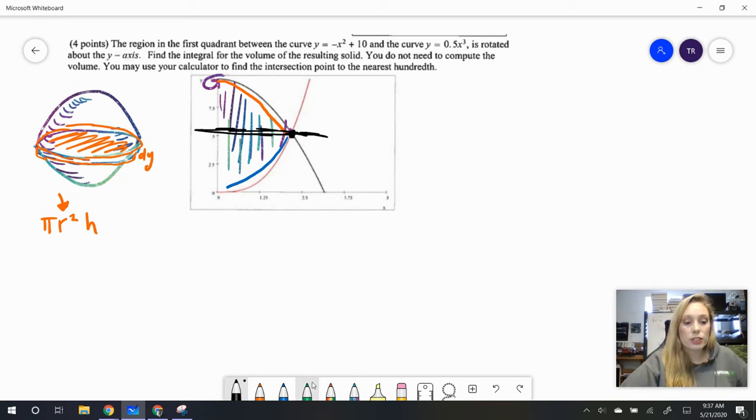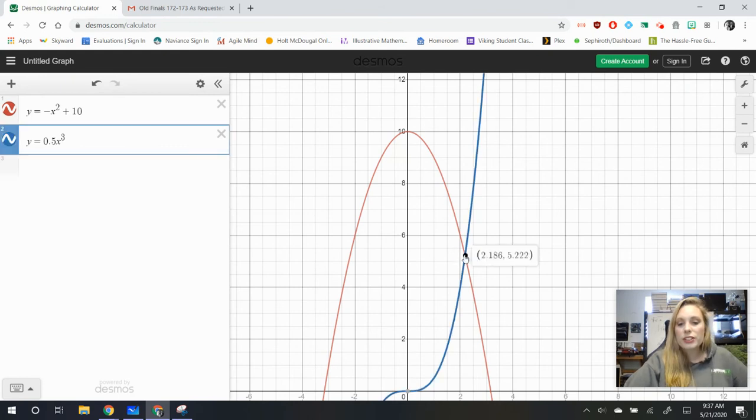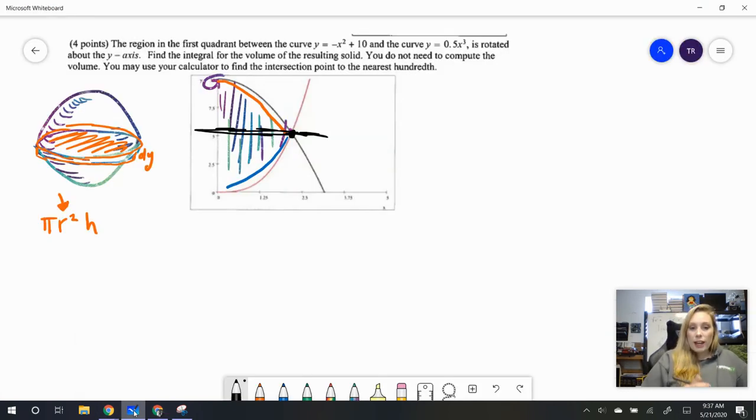Let's go to Desmos and see what that intersection point is. They intersect right here, and that intersection point is 2.186 and 5.222. Let's write that on there. This point is 2.186 and 5.222. Okay, I think we have enough information to set up the integral, not to integrate.